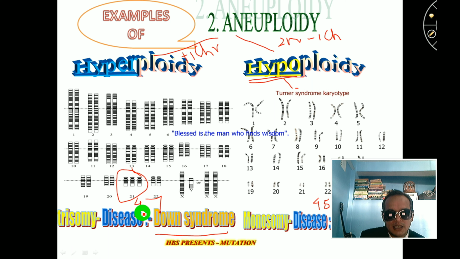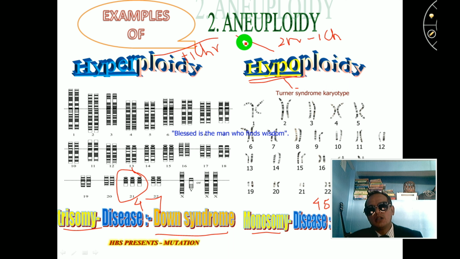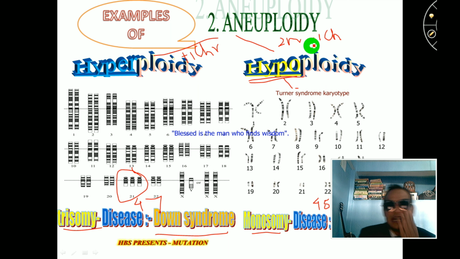So it leads to 47 chromosomes instead of 46. This is also called trisomy because there are 3 chromosomes. What does tri mean? 3. Trisomy. Whereas this one is called monosomy. Why is it called monosomy? Because there is only 1 chromosome in this pair. That's why it is called monosomy. So this is what we have about aneuploidy.